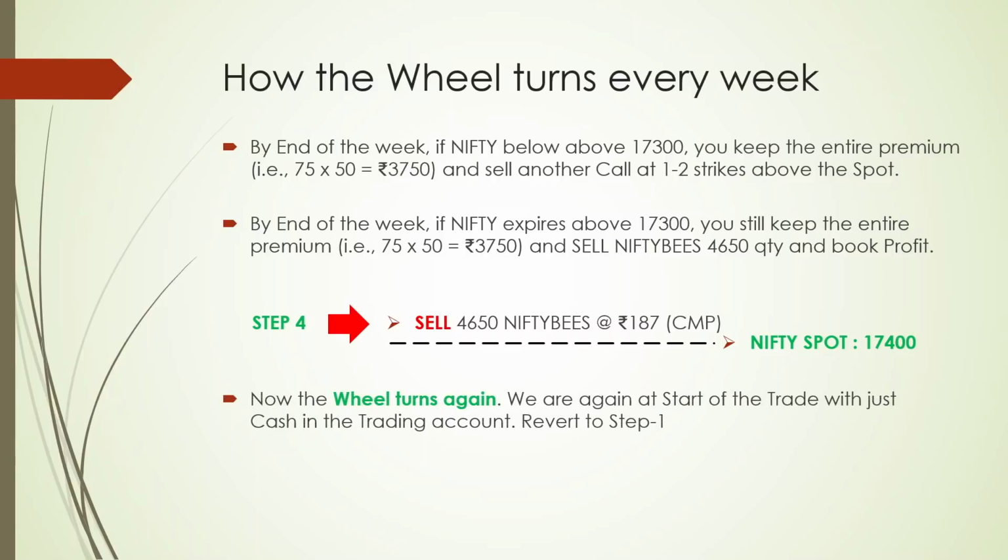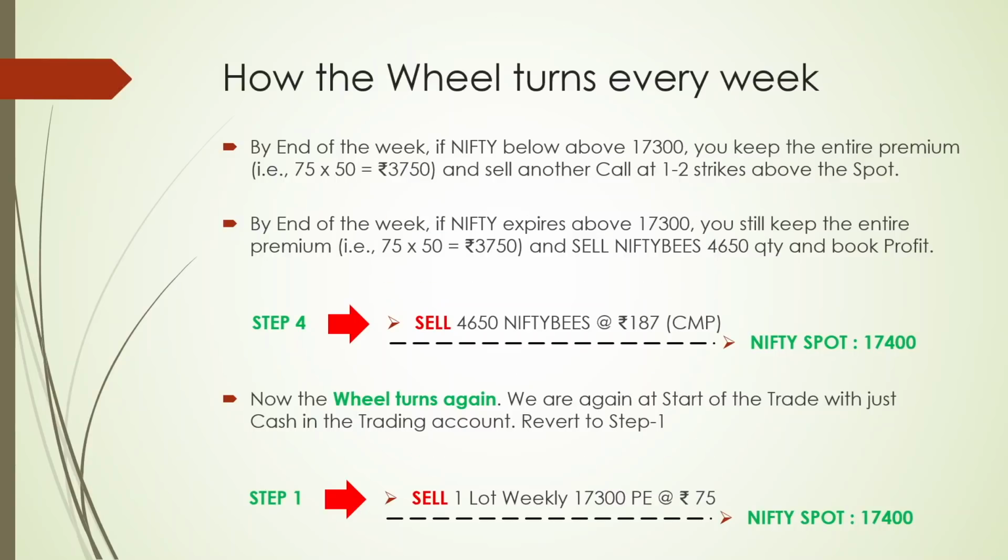Okay, so now the wheel will turn again. Once you sell your Nifty Bees, cash will come back to your account. Now you are at step 1. You have only cash with you. Now we will revert back to step 1. If you followed this, you must know what step 1 is. Nifty spot is at 17,400. What will we do in step 1? Sell again one lot of weekly 17,300 put at 75 rupees. This is for the coming week.